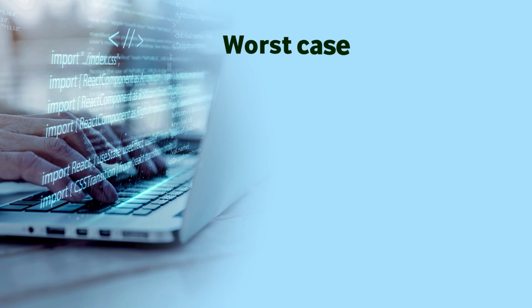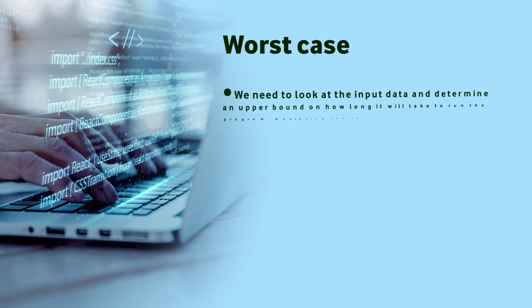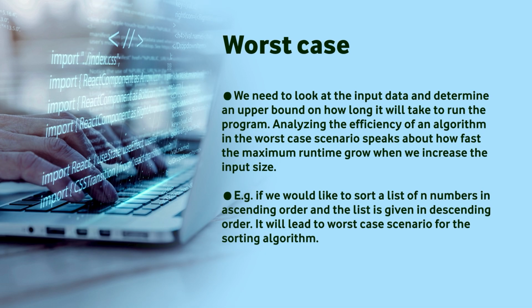Next is the worst case. How do we analyze the worst case? We need to look at the input data and determine an upper bound. We say big O notation in terms of asymptotic notation, on how long it will take to run the program. Analyzing the efficiency of an algorithm in the worst case scenario speaks about the maximum runtime. In the layman approach, that will be the maximum time it will take. So, when we increase the input size, it will take the maximum time.